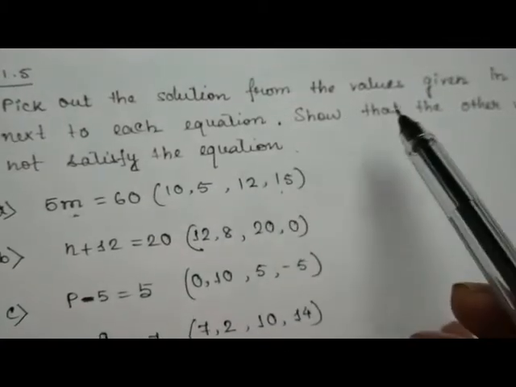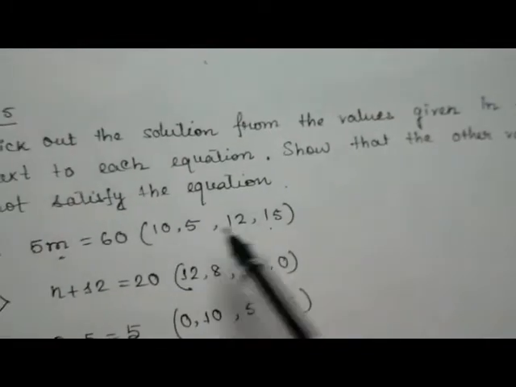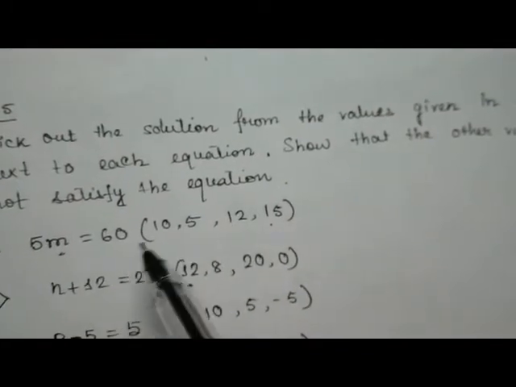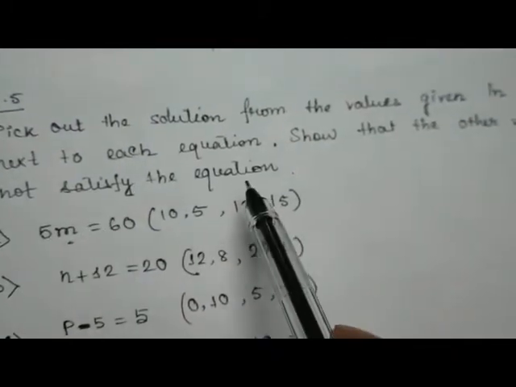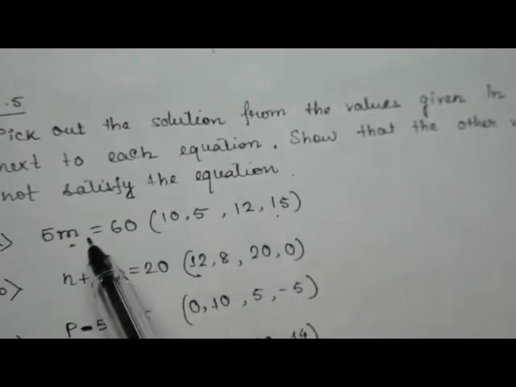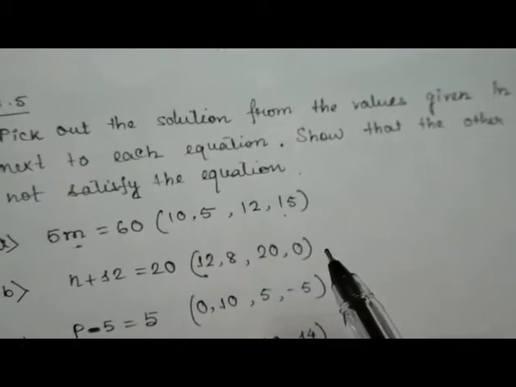Now what we have to do, we have to show which one out of these is the solution of the given equation, and then show that the other values do not satisfy the equation. That means we also have to show why the other values are not the solution of the given equation. So let us start with A part.